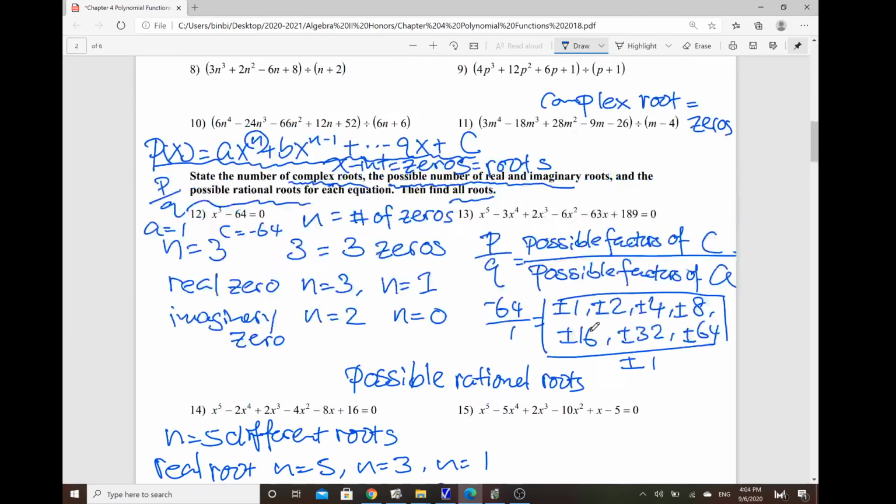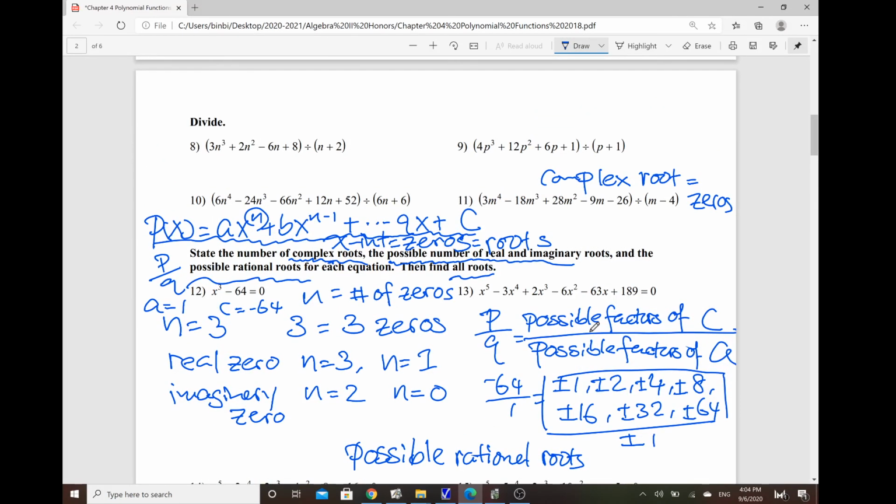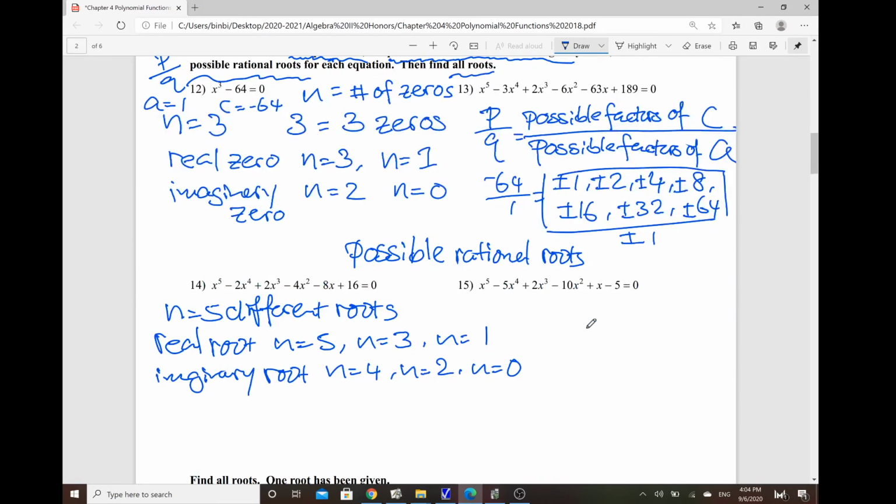And now let's see what else we need to define. So define the possible rational roots. That means we need to go by the process, p over q. So let's just circle the number. So p is what? 16. It's always the constant term. So we need to find the possible factors of 16. And then q is always the leading coefficient. We need to find the possible factors of 1.